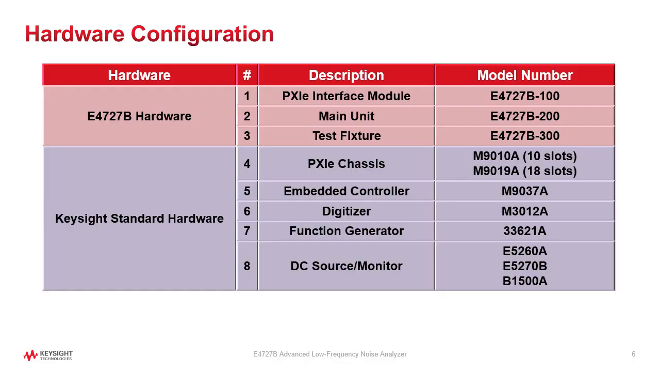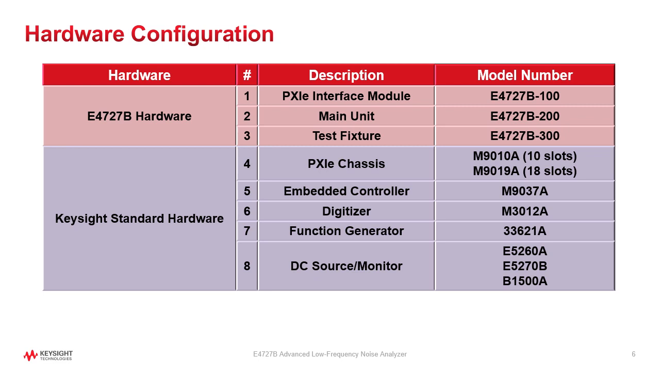At first, let's understand the hardware configuration of Keysight E4727B. The system consists of two types of hardware, that is, E4727B hardware and standard Keysight instruments. The E4727B hardware is the PXIe interface module, main unit, and test fixture. The model number of this hardware starts with E4727B.